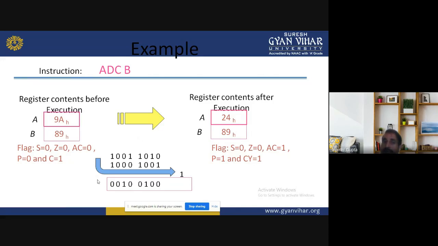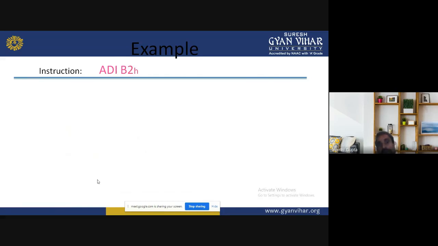The length of this instruction is 1 byte, because only the opcode is there. We can say opcode, and a register to register operation is performed. So register addressing mode is there. Now come to the ADI B2.